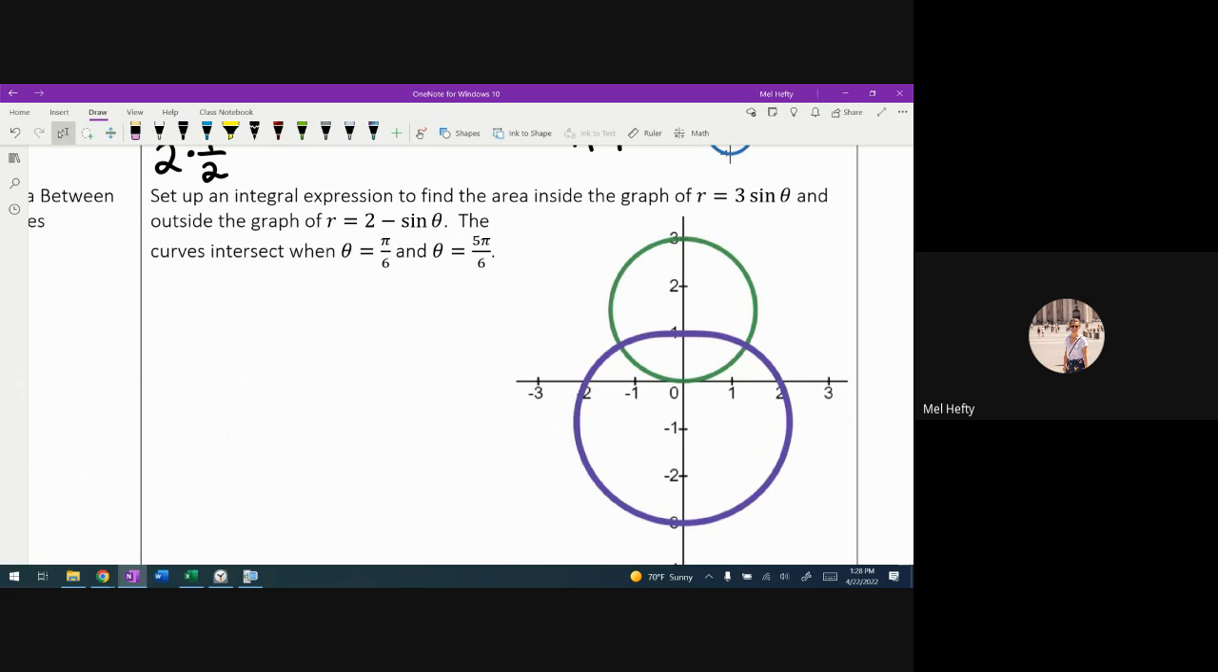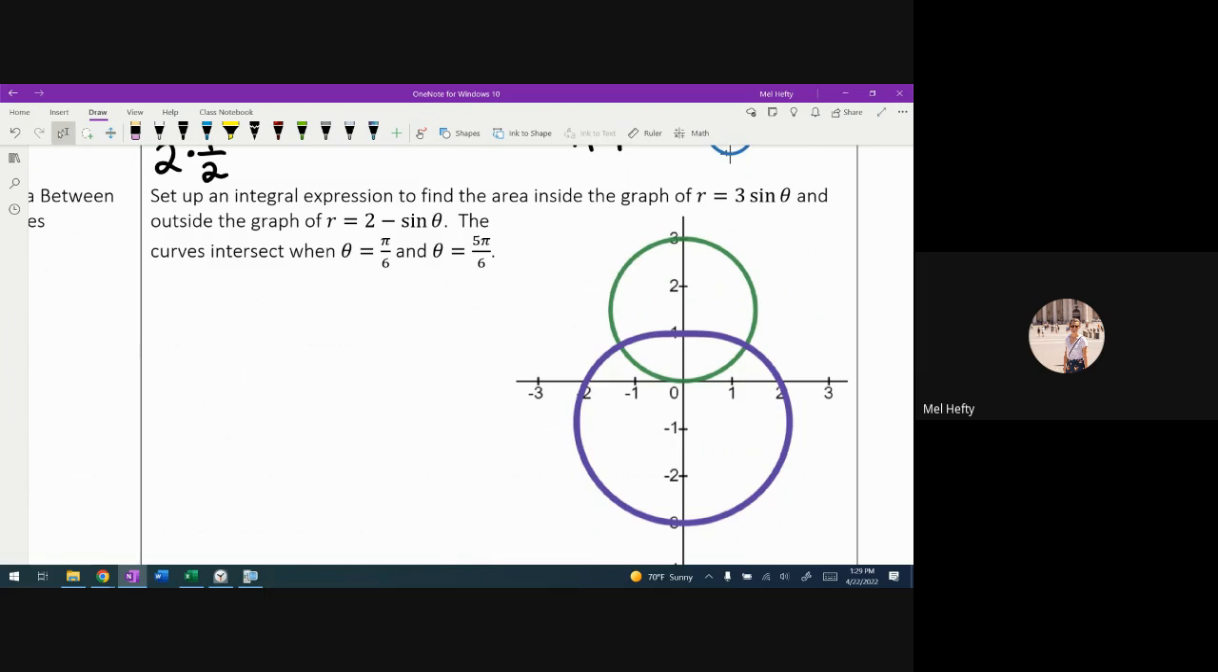We have to set up an integral that will give us the area inside 3 sine theta and outside 2 minus sine theta. Now, I want to see if we can figure this out before we look at our calculator. They have graphed these for us, but they have not told us which graph is which. I want you to think about the complexity of the two equations they're giving us, because these aren't functions, they don't pass the vertical line test. Look at some of the numbers involved in the equations and some of the numbers involved in the shapes.